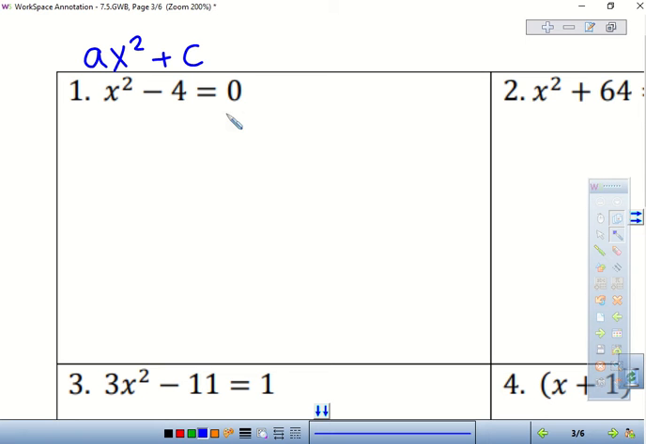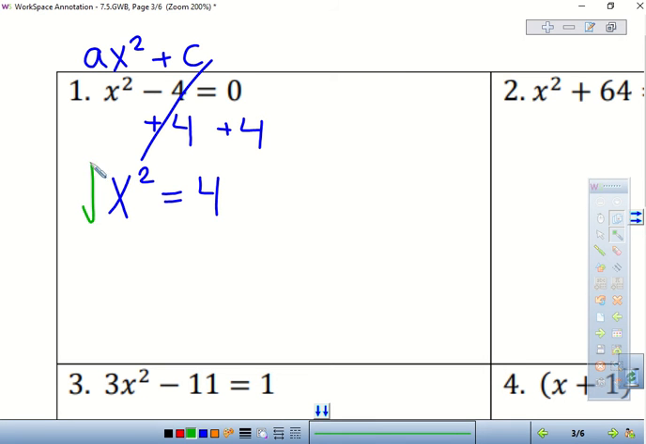The first thing I want you to do when using this method is to add or subtract, whatever you have to do, the other number to get it to the other side. So you're going to get x squared by itself. We're going to solve for x squared, and we do that by adding 4 to both sides. Everybody with me so far? Now, square root method means you're going to take the square root of both sides, because what you do to one side of the equation, you have to do to the other side. So we are going to take the square root of both sides.